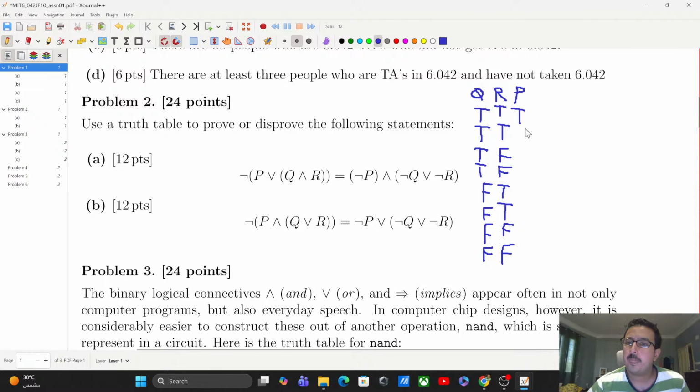True, false, true, false, true, false, true, false. So it starts like this. Divide them by 2. Divide them by 4.